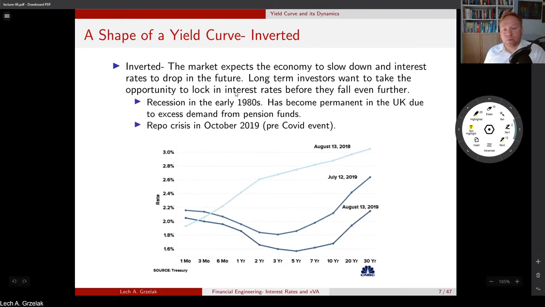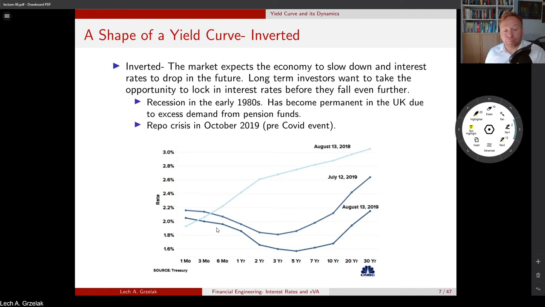This is another case, so this is inverted. You can see we have prepared three different dates. We have 2018, which you can say is a normal yield curve. It's increasing in time, the rate is increasing in time. And then we have July 2019, where you have an inversion of the curve. And then in August of 2019, it is much more pronounced. And we remember in October 2019, we had a repo crisis. So you can see an inversion took place, and then something very bad happened in the economy, at least in the financial market.